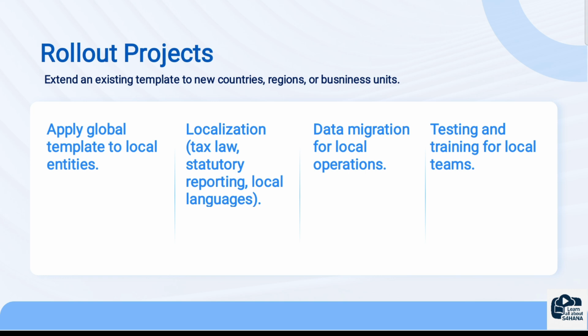Again, I'll just give an overview of the rollout project. This is to replicate the global S4HANA template to local operations. It also ensures standardization of processes across the organization, and it adapts the system for local businesses, like the local legal requirements, tax, and the reports needed in that local operation. We do these rollout projects to provide a faster and more cost-effective deployment compared to a new implementation.